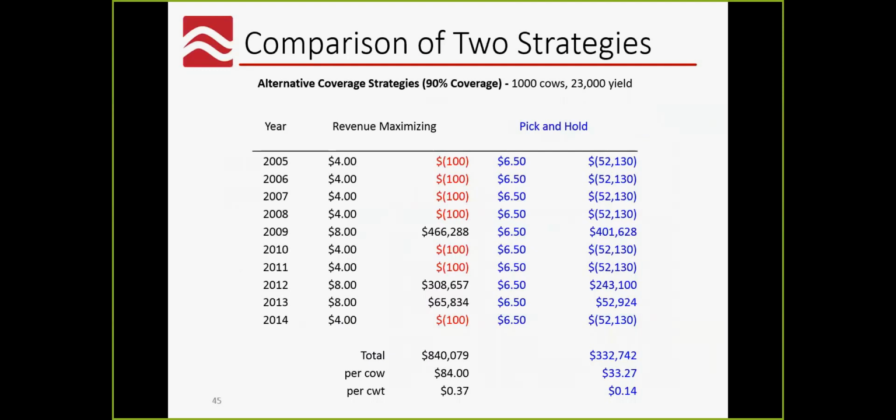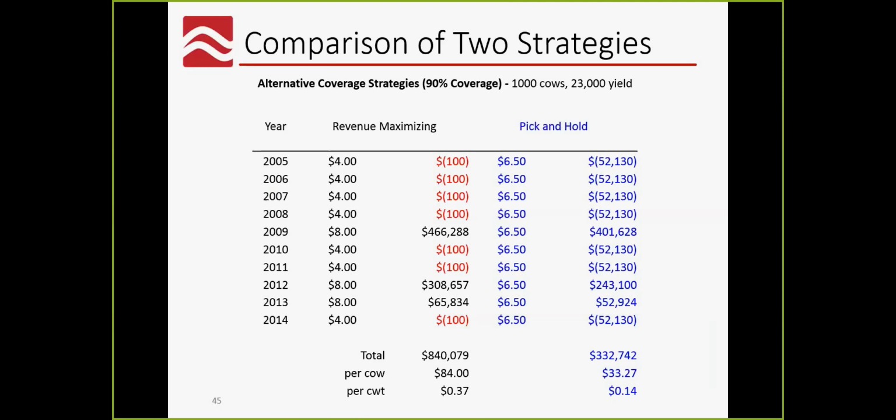Well, these are a couple of examples looking at 2 different strategies of coverage, as if the program had existed, which of course it didn't over this period. It didn't exist the last part of 2014, or the rest of the time. But just for illustrative purposes only, this is 1,000 cows, 23,000 pounds per cow at 90% coverage. So a fairly big herd at a high level of coverage. The revenue maximizing strategy, which is really not a risk management strategy, is perfect hindsight, right? This herd would have been better off 7 years out of 10 being at the $4 level, paying their $100, and that's it.